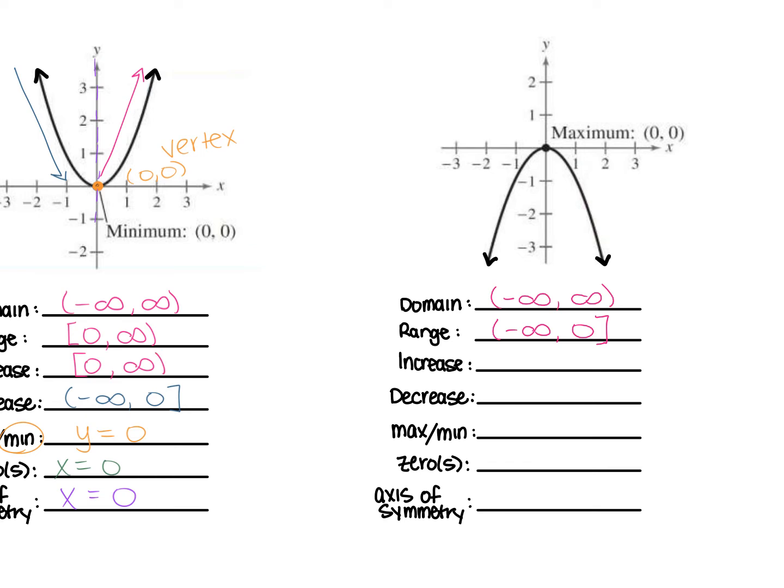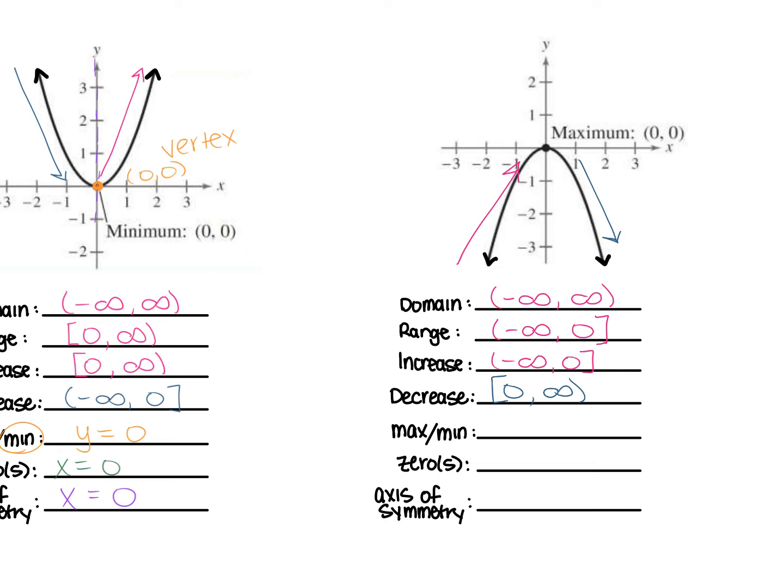You are increasing from left to right on the left side here. So that goes from negative infinity up to 0. You are decreasing from left to right on the right side of this parabola. So that goes from 0, including the 0, to positive infinity. Again, we're looking at x values when we're doing increases and decreases.